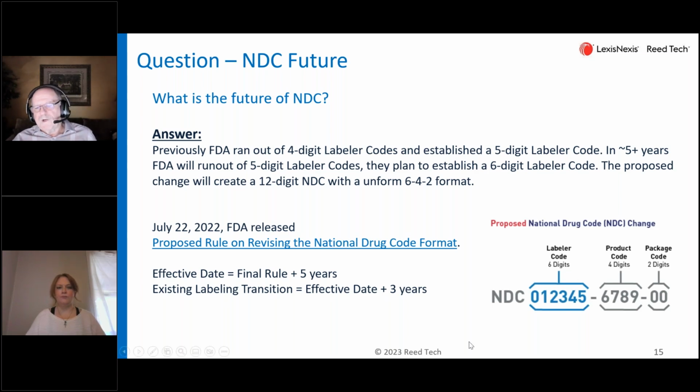So on the right-hand corner here, you see how this layout is going to be, and this would be for all products. So even the products that have the existing 3 different formats would have to be modified and placed into this 642: 6 digits for the labeler code, 4 for the product, and 2 for the package. So I think that's the quick little summary on the NDC.